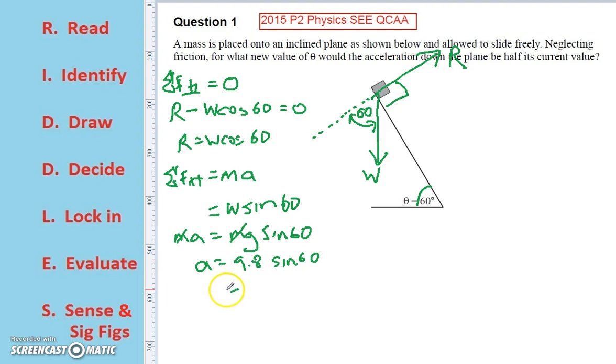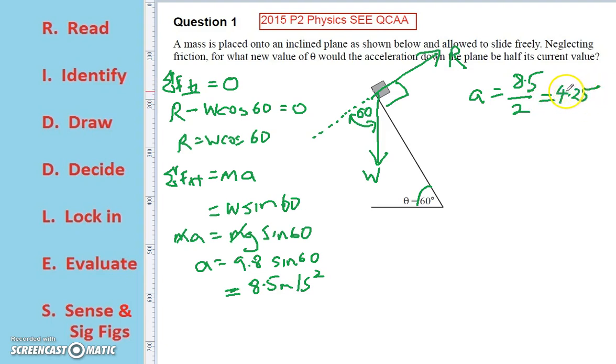Sine 60 in my calculator. The acceleration down the plane will be 8.5 meters per second squared. Now, we are asked what would be the angle for the acceleration down the plane to be half its value. So what we're asked to calculate here is an acceleration of 8.5 divided by 2. So therefore, we need the angle where the acceleration down the plane is equal to 4.25.